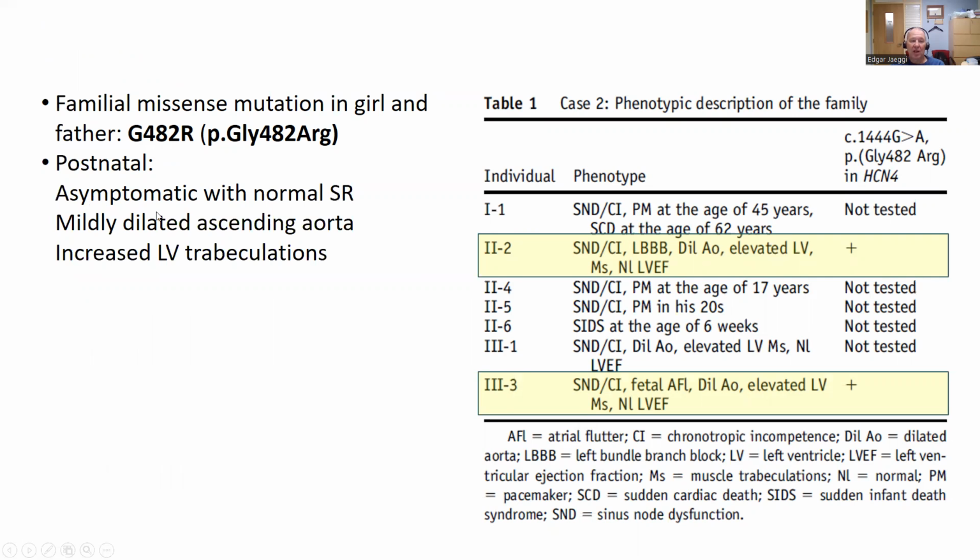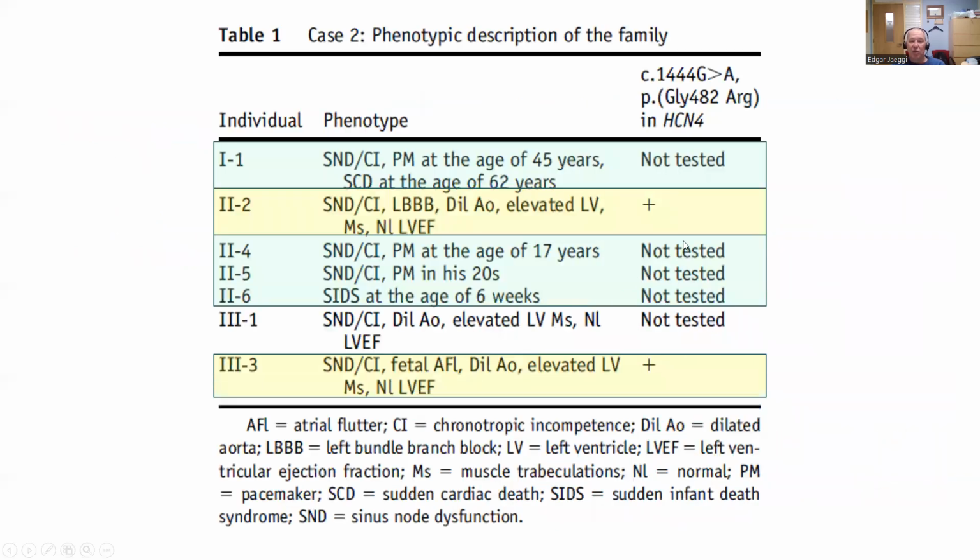The child is reportedly asymptomatic with normal sinus rhythm, had a mildly dilated ascending aorta, and what the authors describe as increased LV trabeculations. The same findings are also found in her father with a dilated aorta and elevated LV trabeculations. Other family members were not tested, but there's a strong history of requiring pacemakers, and there is one patient who died at 6 weeks of age from sudden infant death syndrome.